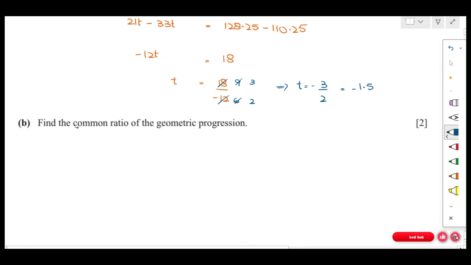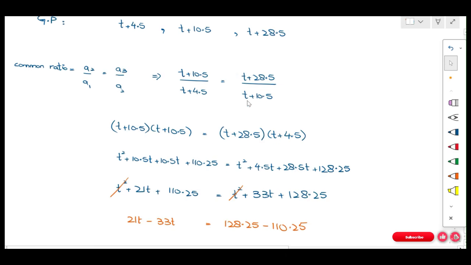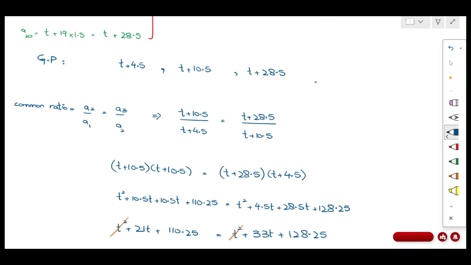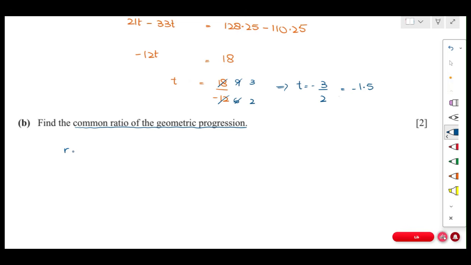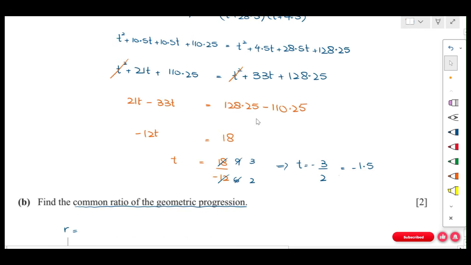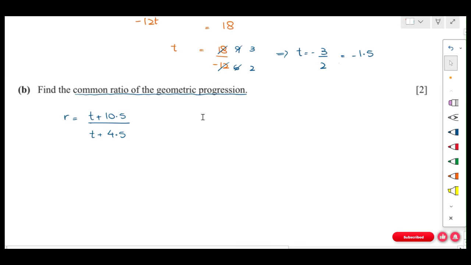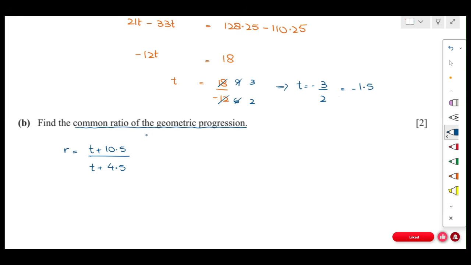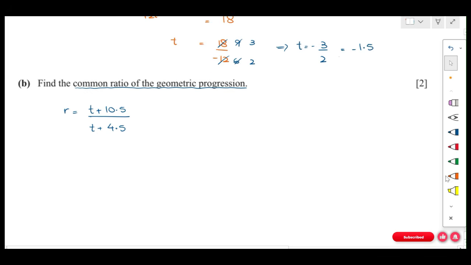Now for part B, find the common ratio R of the geometric progression. This was the geometric progression, so its common ratio is the second term divided by the first term. So the common ratio R is t plus 10.5 divided by t plus 4.5. Now the t value is minus 1.5, so just substitute t.